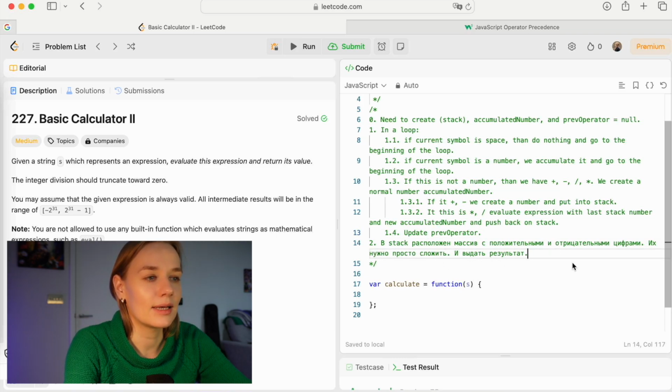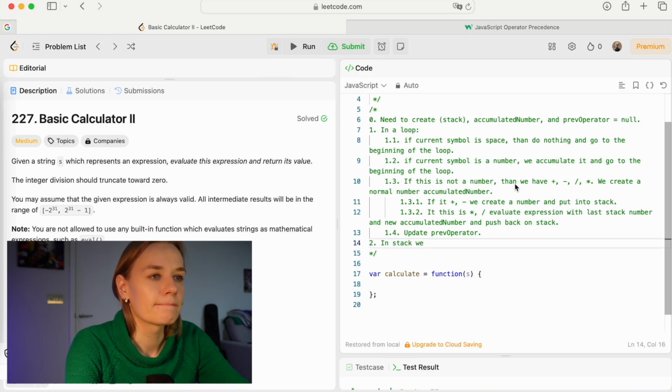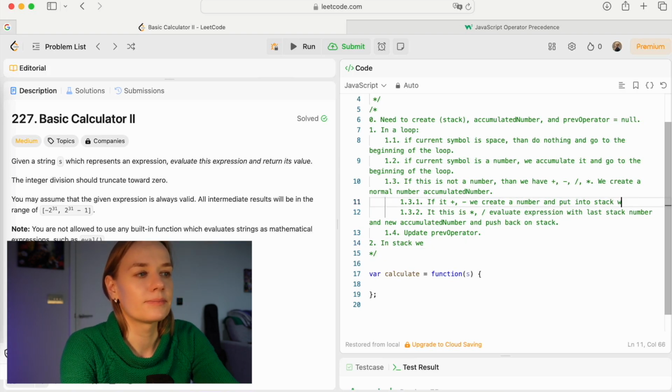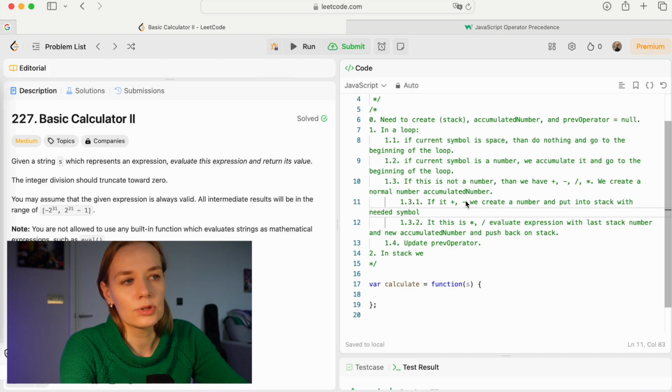And at the end, in the stack, we push the number with the needed sign. For example, if it's minus, we push a negative number on the stack.